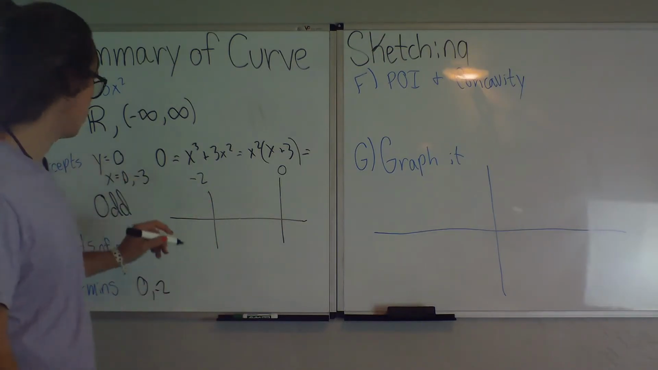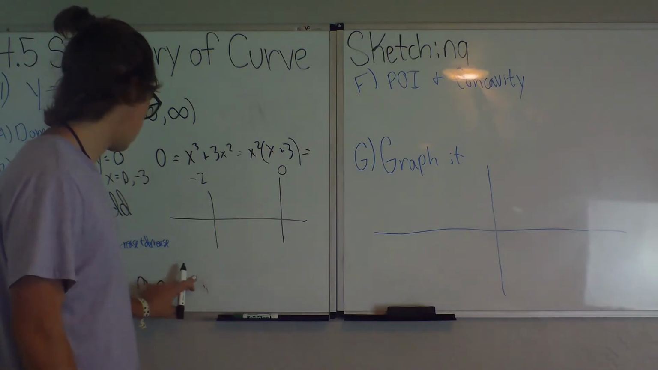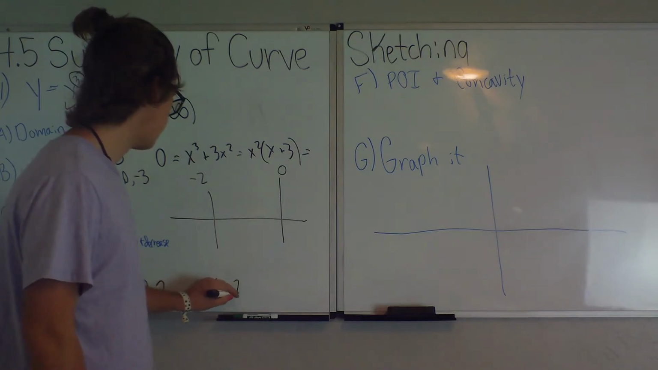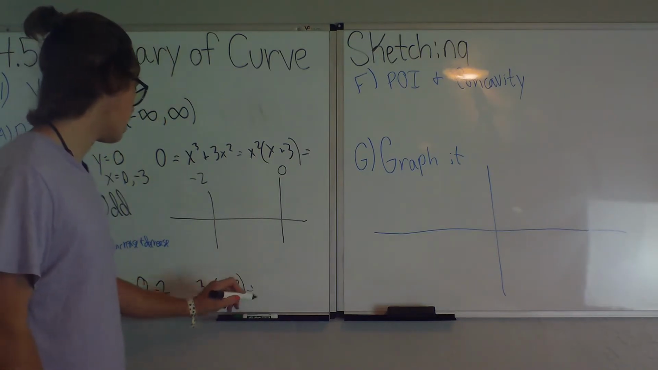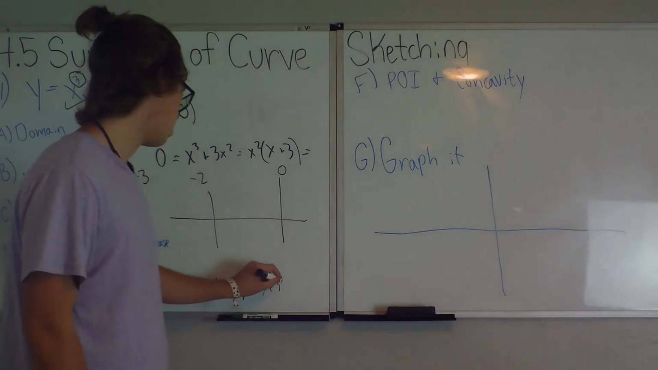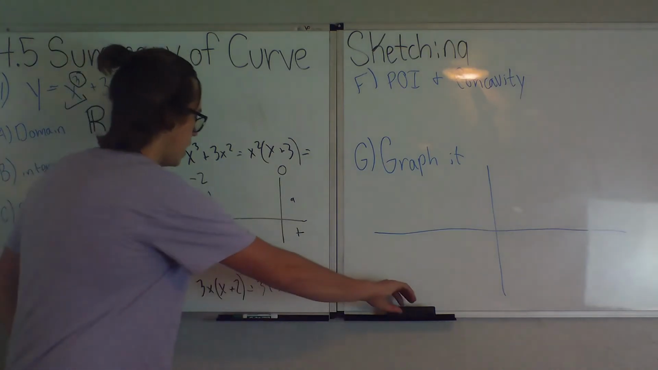We plug in 1 to our derivative, which was 3x times x plus 2. We plug in 1 and we get 3 times 3, 9. So it's positive, so it's increasing there.